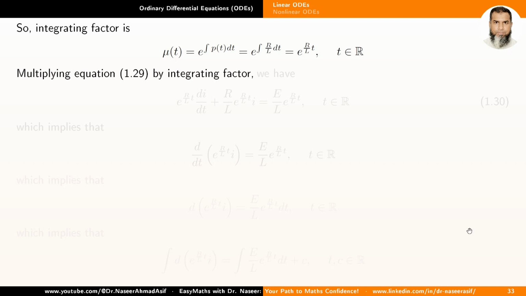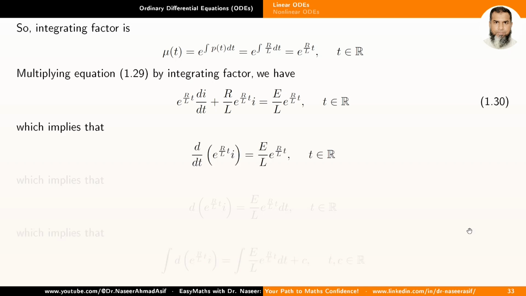Multiplying equation 1.29 by the integrating factor, we have exponential of R over L into t di by dt plus R over L into exponential of R over L into t into I is equal to E over L exponential of R over L into t, where t belongs to R. Well, this can be expressed as d by dt of exponential of R over L into t into I is equal to E over L exponential of R over L into t, where t belongs to R. Well, this can be expressed as d of exponential R over L into t into I is equal to E over L into exponential R over L into t dt, where t belongs to R.